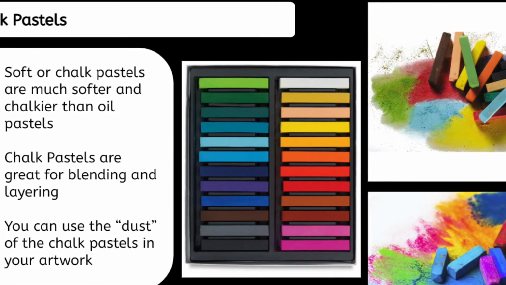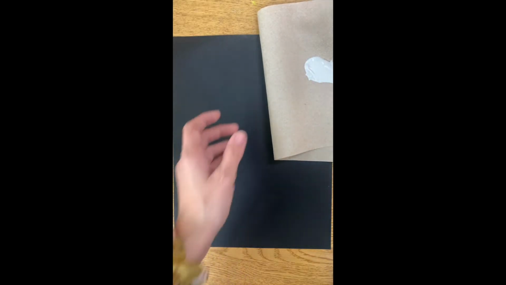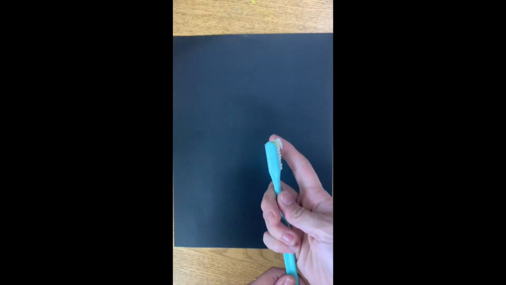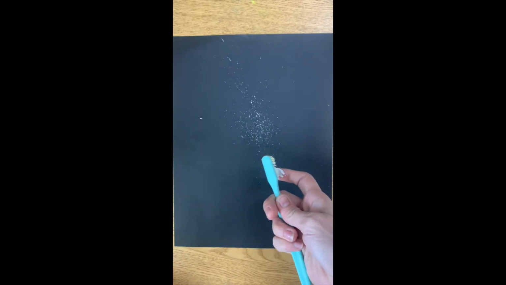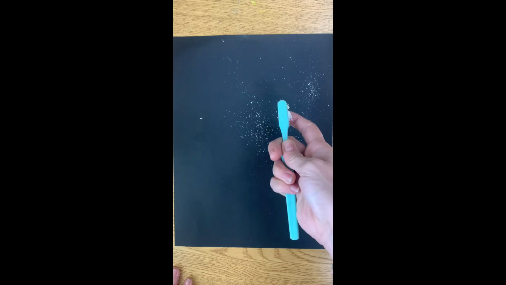The first thing we'll be doing is dabbing a toothbrush in white paint. Notice that I didn't get too much on my brush. Then, using my fingertip, I am going to flick the paint all over the top of my black paper to make stars for our night sky.